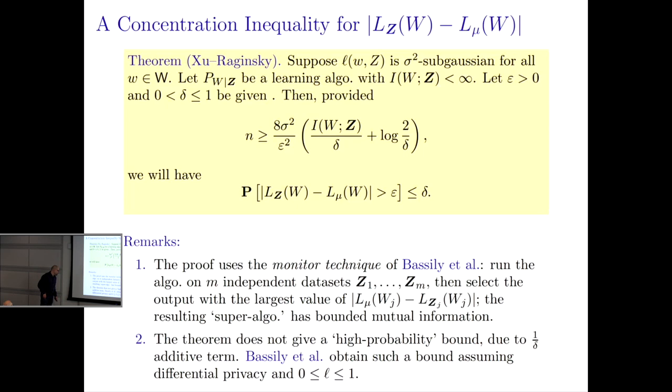So Bassily et al. do obtain a high probability bound, but only for bounded losses and for differentially private algorithms. It's an open problem under which additional conditions you can guarantee a high probability bound. Just assuming mutual information being finite does not seem to be enough, because there are various lower bounds in the literature. It's an open problem under which conditions, maybe some information spectrum type thing, you could use in order to prove a high probability version of this.